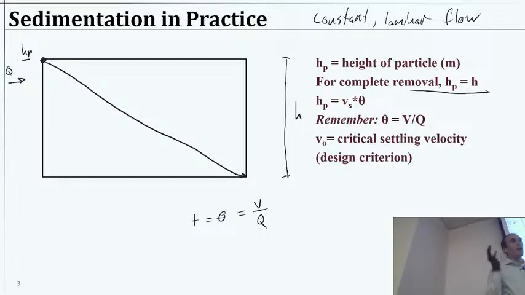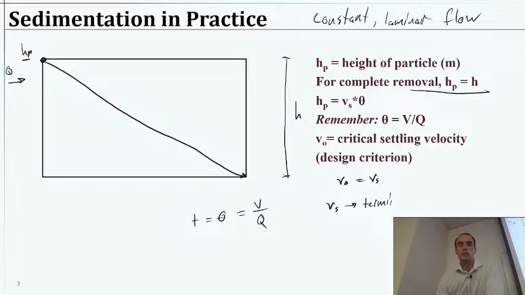Okay, so that's our goal, to design this according to the critical settling velocity, which is the settling velocity of the particle. If we define v naught, lowercase v naught, as the critical settling velocity, I'll try to make it a little cursive looking here for you, we can set the lowercase v naught equal to Vs for a given particle. So this is the terminal settling velocity.